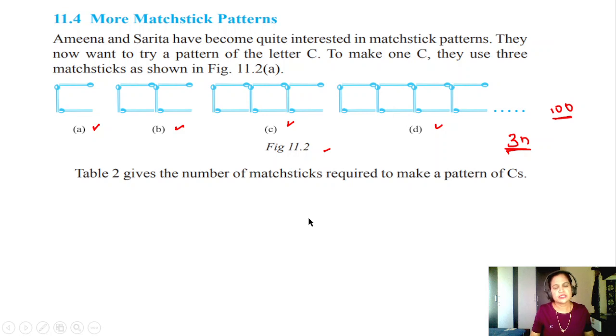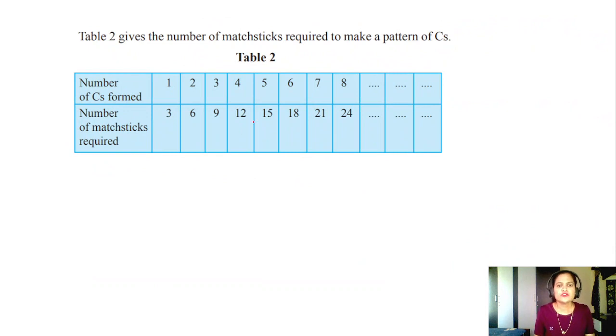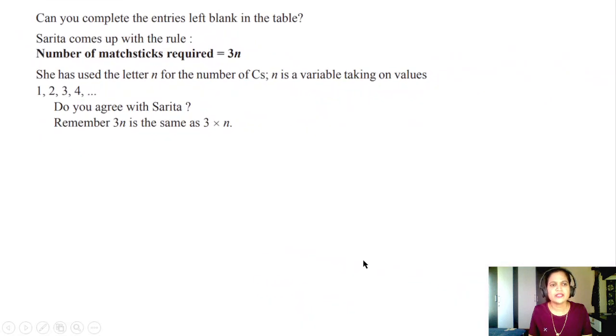Table 2 gives the number of matchsticks required to make the pattern of C's. Here it is a pattern. See here, the number of C's to be formed here: 1, 2, 3, 4, 5, 6, 7, 8. It's the value, the number of matchsticks required. That is, 3n is the formula. In the n value you put 1, 2, 3, 4, 5, 6, 7, 8 like this. 3 3s are 9, 3 4s are 12, 3 5s are 15, 3 6s are 18, 3 7s are 21, 3 8s are 24 and so on. You will get how many matchsticks you should buy to make these C's. You will get the value without practically doing that. Can you complete the entries left blank in the table?